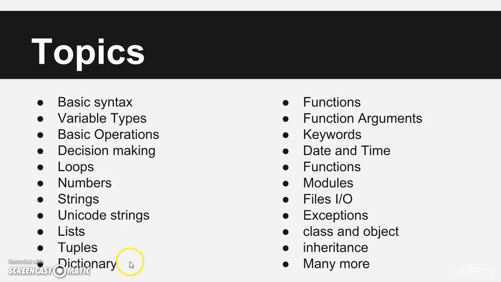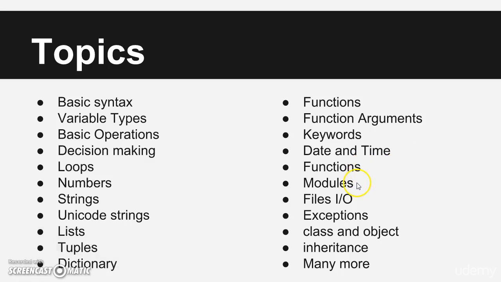We can also create a dictionary using Python. We will be seeing how to create it. We will then go to functions and function arguments, how to pass arguments in a function, and we will see what the keywords are. We will be seeing some of the modules like the date and time modules. There are a lot of inbuilt modules available in Python.